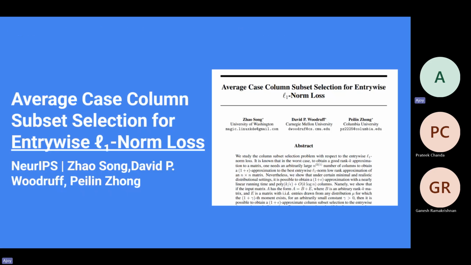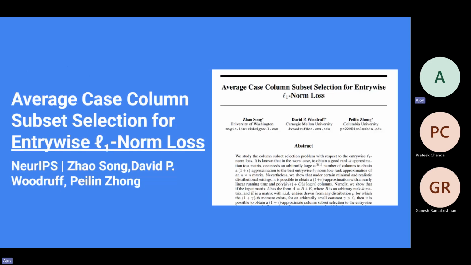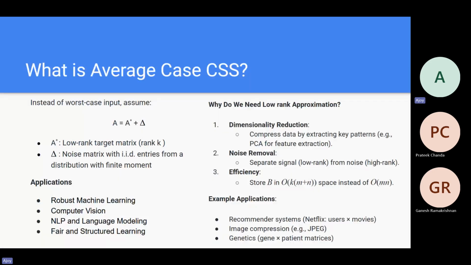My paper is about average case column subset selection for entry-wise L1 norm loss, and it is from the NeurIPS conference. So, what is average case CSS? Instead of working on the worst case input, we are assuming a matrix A equals A star plus delta, where A star is the low rank target matrix with true values, and delta is the noise matrix with IID entries from a finite moment distribution.